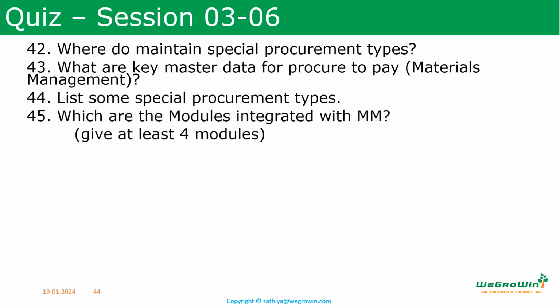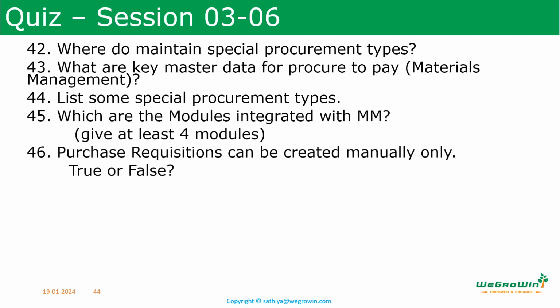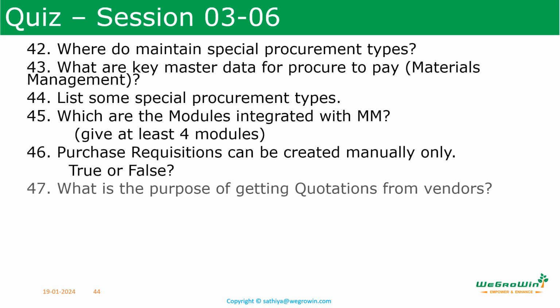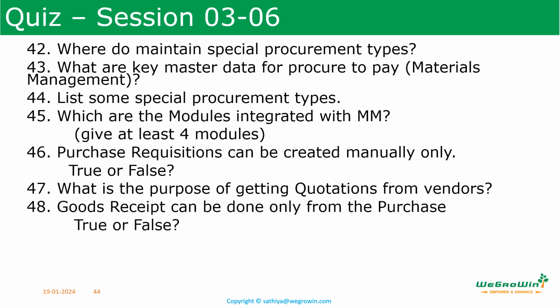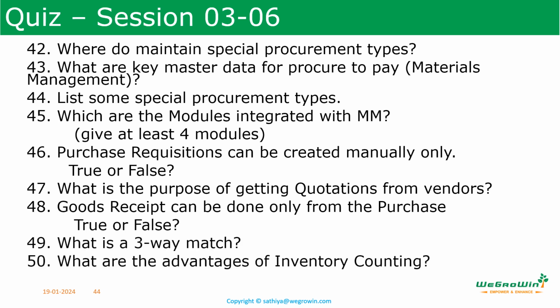Which are the modules integrated with MM? Write at least 4 modules. Purchase requisitions can be created manually only, true or false. What is the purpose of getting quotations from vendors? Goods receipt can be done only from purchase requisition, true or false. What is a three-way match? What are the advantages of inventory counting?